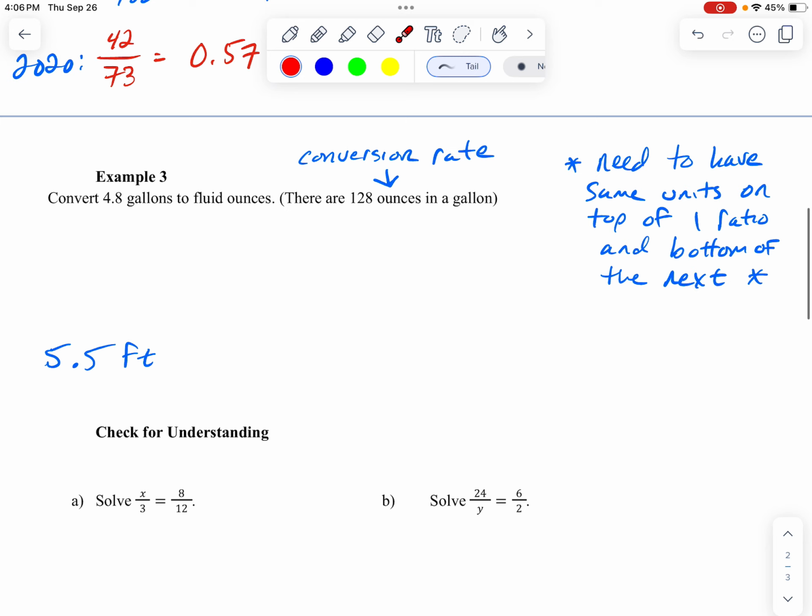Okay, and then the final topic in section 3 is conversions. We'll just jump right into our first example here. We're going to convert 4.8 gallons into ounces. It tells us here that there are 128 ounces in a gallon. This is what we call our conversion rate. That's what's going to allow us to make the change from gallons to ounces.